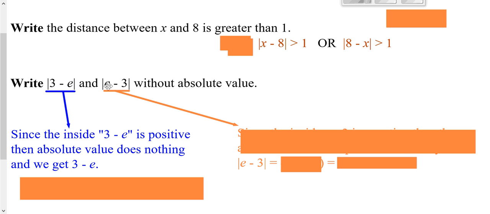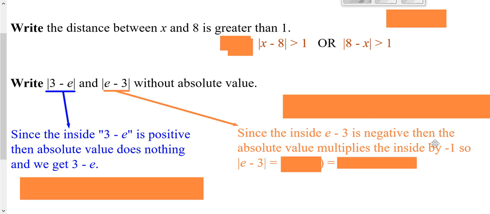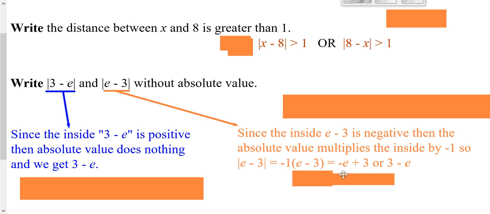But if you have this here of about 2.7 minus 3, you'd be subtracting something bigger. 2.7 minus 3 would be negative. Since the inside's negative, your absolute value is going to make it positive by doing the opposite of that. So this right here goes to the opposite of what was on the inside. Then you could go ahead and distribute that through, and you could either write negative e plus 3 or 3 minus e. It would not make a difference.